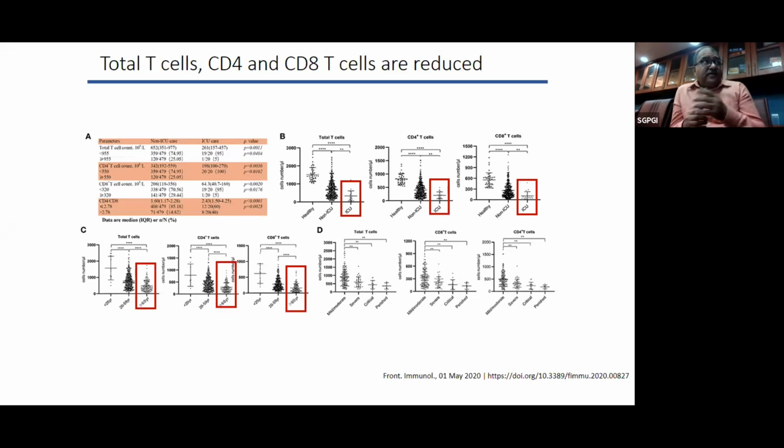Similarly, patients who were more than 60 years of age had low counts, and that explains why the morbidity and mortality is more in this cohort of patients. And also we can see that, comparing those who died versus those who survived, the numbers of CD4 and CD8 T cells were much lower in patients who didn't survive.